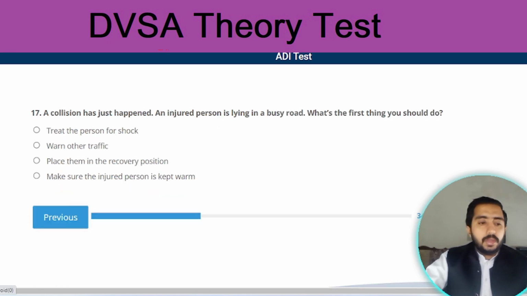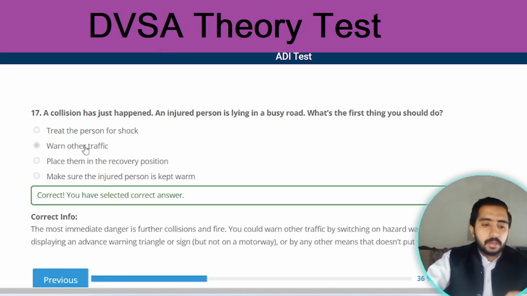Next question. Question number 17. A collision has just happened. An injured person is lying in a busy road. What is the first thing you need to do? The correct option is you need to warn other traffic. Option B is the correct one.